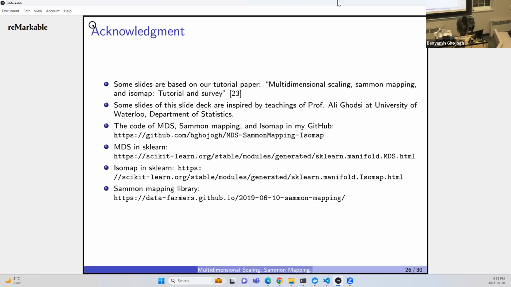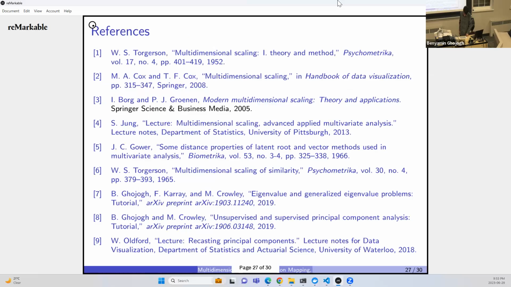Some slides are based on our tutorial paper, Multidimensional Scaling, Sammon Mapping, and Isomap: Tutorial and Survey. Some slides are inspired by Professor Ali Ghodsi's courses. I have coded MDS, Sammon mapping, and Isomap in Python. You can see it in my GitHub. MDS in scikit-learn, Isomap in scikit-learn, also Sammon mapping library. They all have their ready codes in libraries you can use. And these are the references.